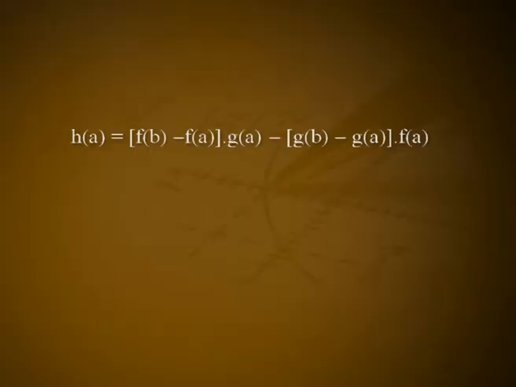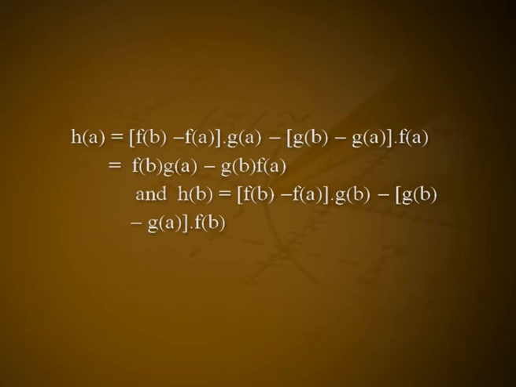Now, h(a) = (f(b) - f(a)) g(a) - (g(b) - g(a)) f(a) = f(b) g(a) - g(b) f(a), and h(b) = (f(b) - f(a)) g(b) - (g(b) - g(a)) f(b), which is equal to g(a) f(b) - f(a) g(b).